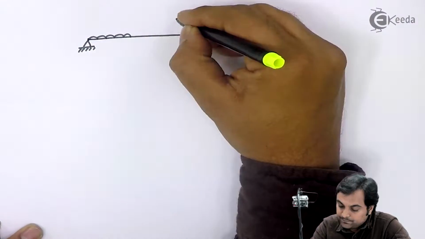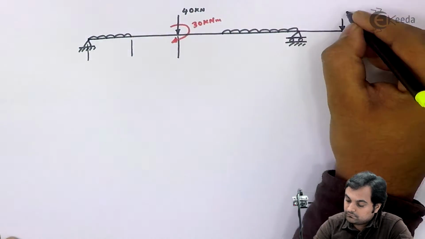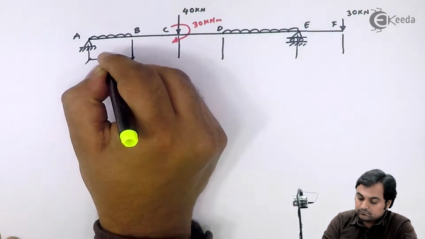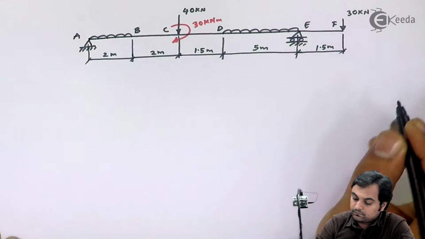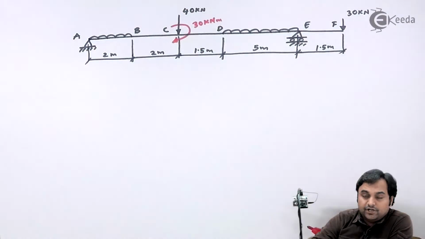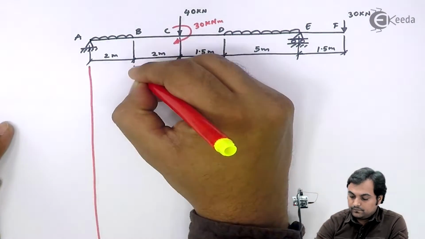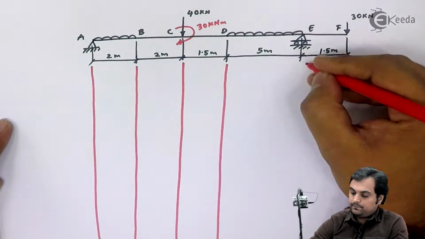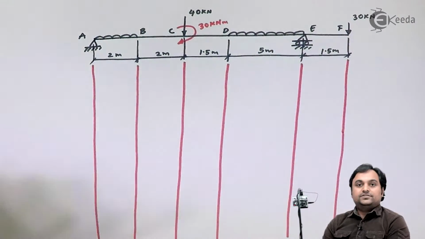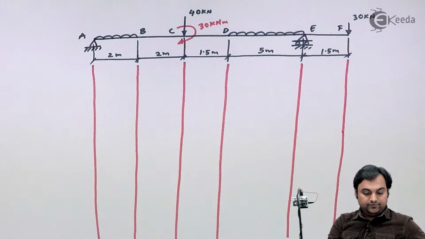Now once we have calculated shear force at each of the points, we can easily draw the shear force diagram. So for that I will draw the beam once again. This is the beam which is given in the question. Now to draw shear force diagram, we would be projecting the point downwards. Next, the length of shear force diagram will be equal to the length of the beam.